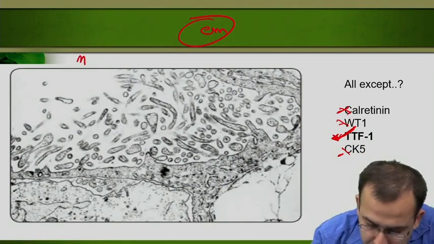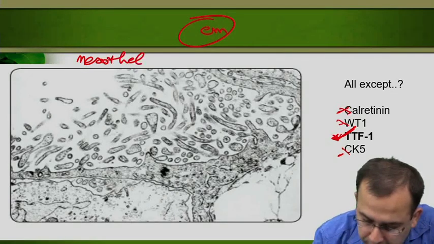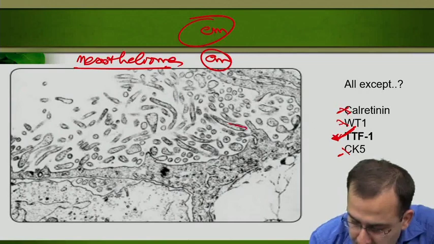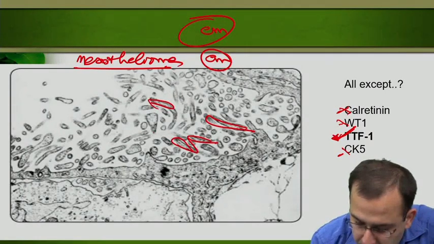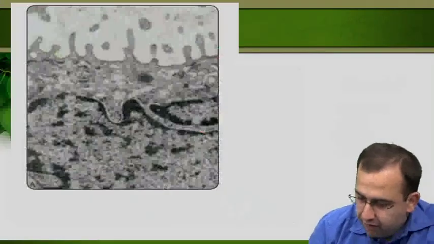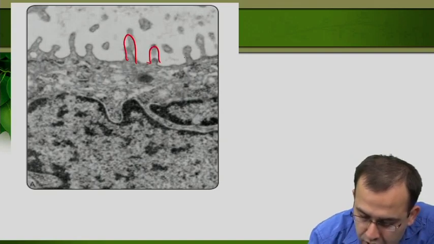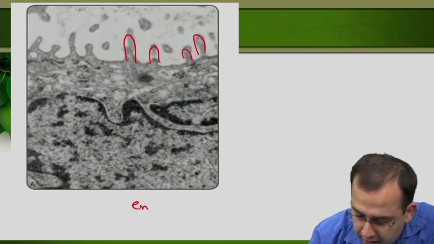This diagnosis is mesothelioma because on electron microscopy it shows the presence of long slender microvilli, versus adenocarcinoma, which shows short plump microvilli.